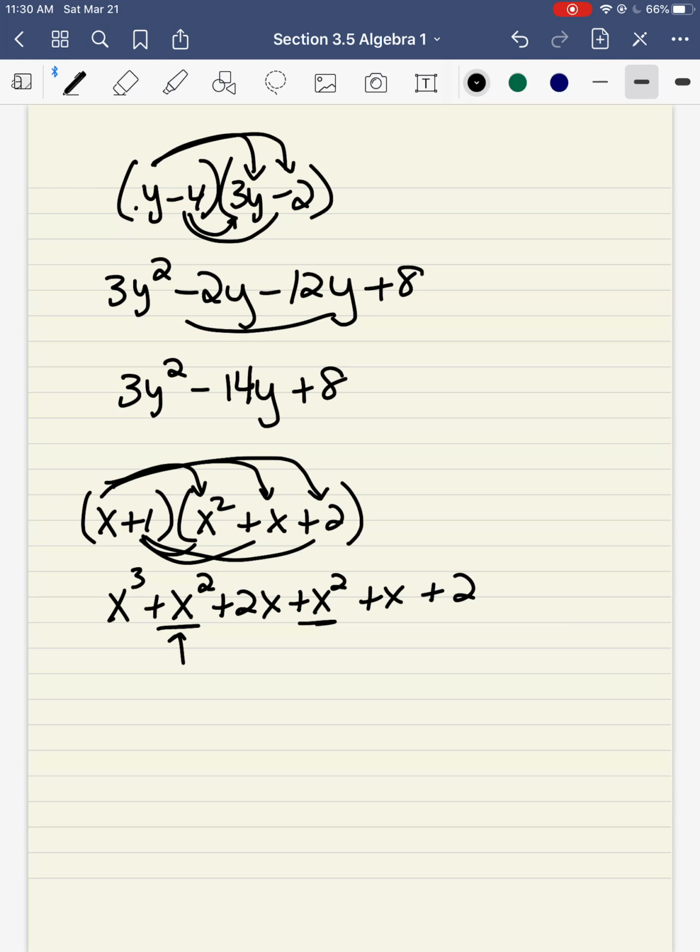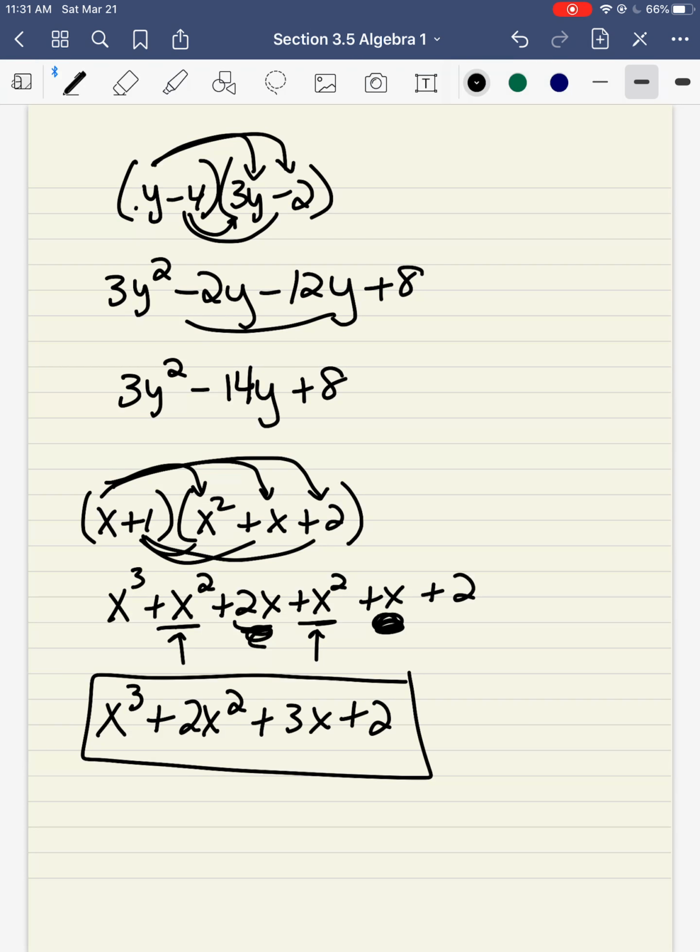Now I just have to look for my similar terms. There's my x squareds that I'll combine. I only have 1x to the third, so that's there. X squared and x squared, that's 2 of them. 1 plus 1 is 2, so it's 2x squared. 2x plus x. 2 and 1 is 3, so it's 3 on my x's plus 2.